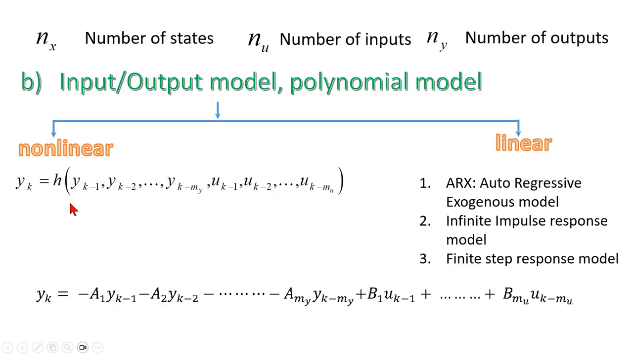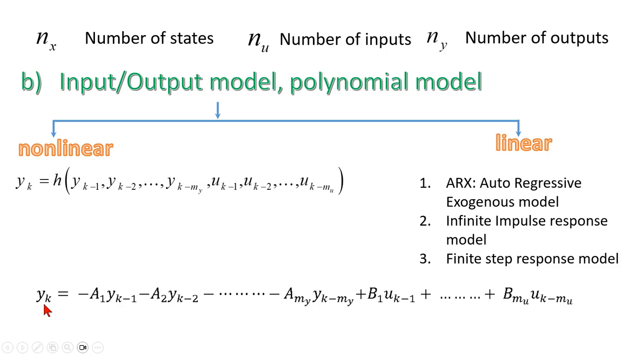The linear polynomial models can be of different forms. Let's have a look at them. It can be an ARX model, where ARX means autoregressive exogenous. Other types are the infinite impulse response model and the finite step response model. In this course, we will not be focusing so much on the polynomial models, so we will not go into details of these different types of linear polynomial models. Although I would like to show you one example of how an ARX model looks.